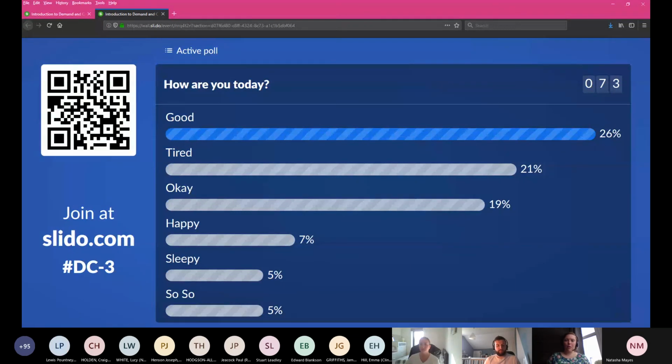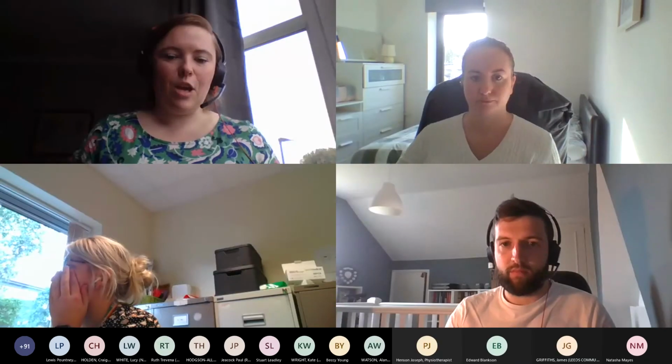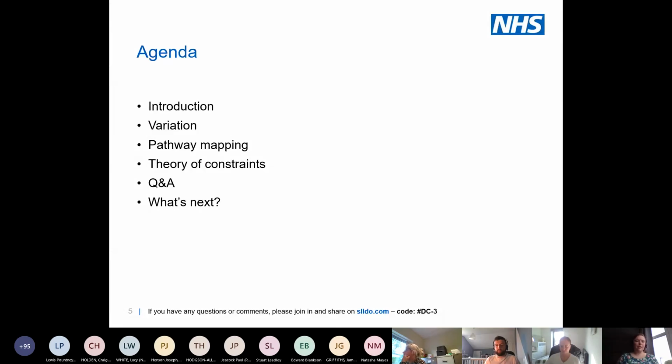Okay, so what are we going to be covering today? Our agenda for today, we're going to be looking a little bit at variation, how it works and why it's important for healthcare and planning for demand and capacity. We're also going to be looking at pathway mapping and the theory of constraints. Again, it's about looking at what that means in a demand capacity context, and also how that can apply to any projects that you're working on. It'd be interesting to hear from people whether you've started to work on your projects or not, or whether that's something that you're still working towards.